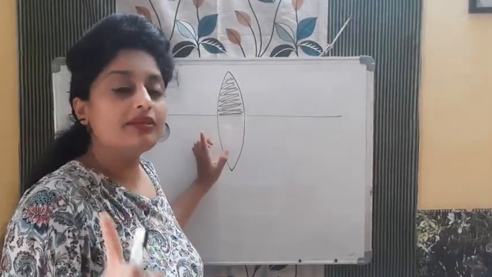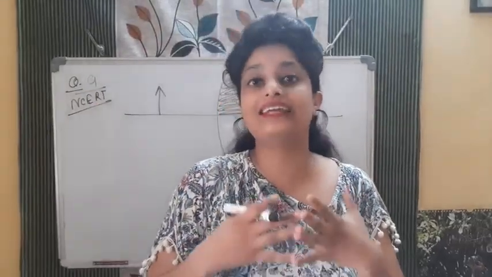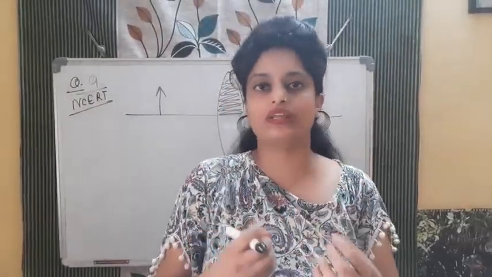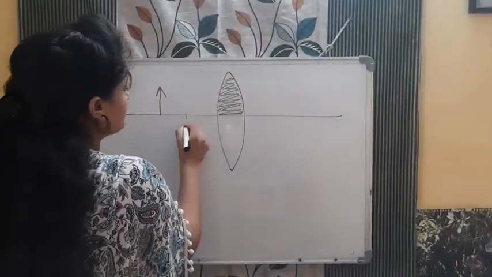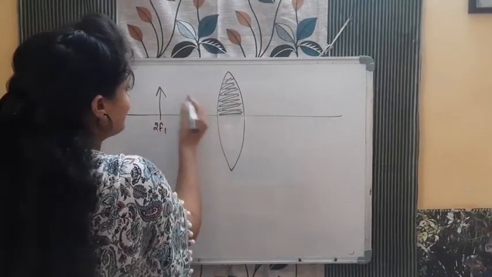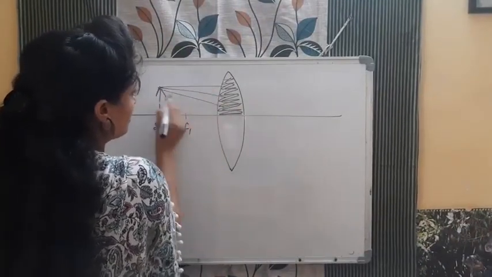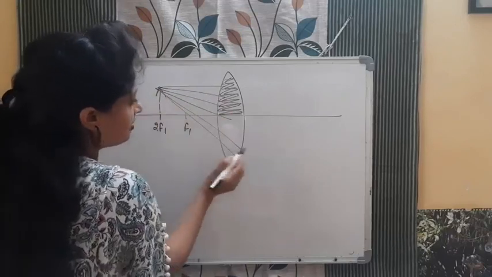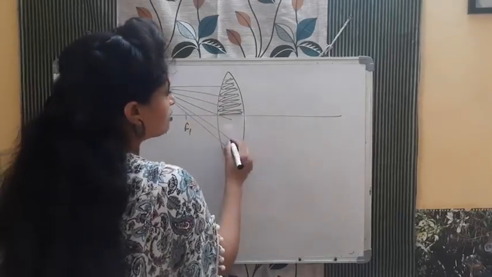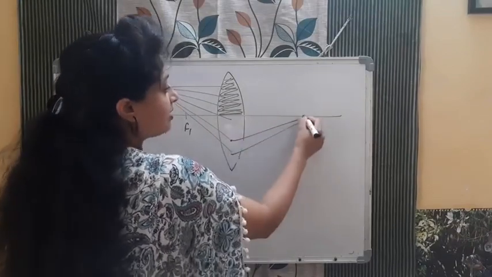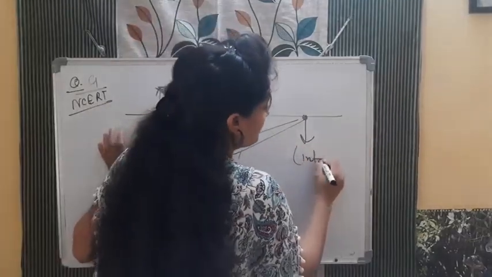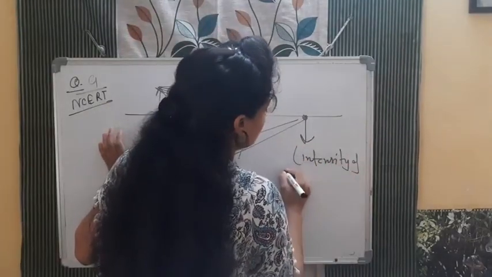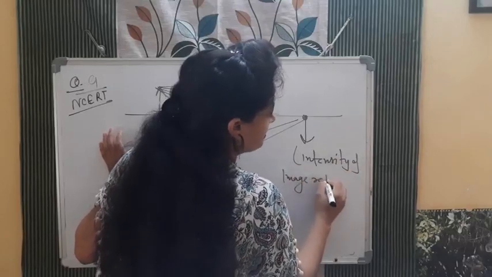The second thing, what will be the change? The change will be in the brightness of the image, or we can say intensity will be reduced. Intensity of the light, because half part is covered. So for example, this is F1, this is 2F1. In that case, light will not be able to pass through this part, but light can pass through this lower part, and when light passes through this lower part, then again they will go and meet somewhere, and at that point, of course, image will form, but the intensity of that image is reduced. This will be the change.